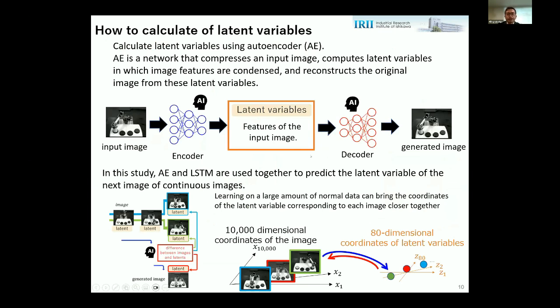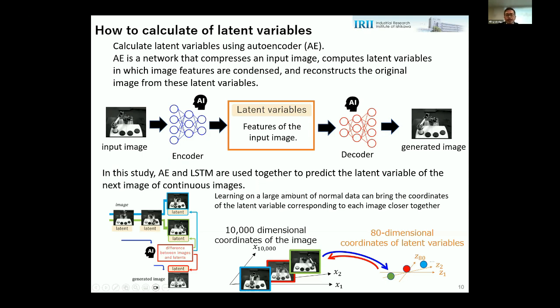How to calculate latent variables using autoencoder. Autoencoder is a network that compresses an input image, computes latent variables, in which image features are condensed, and reconstructs the original image from these latent variables. In this study, AE and LSTM are used together to predict the latent variables of the next image of continuous images.